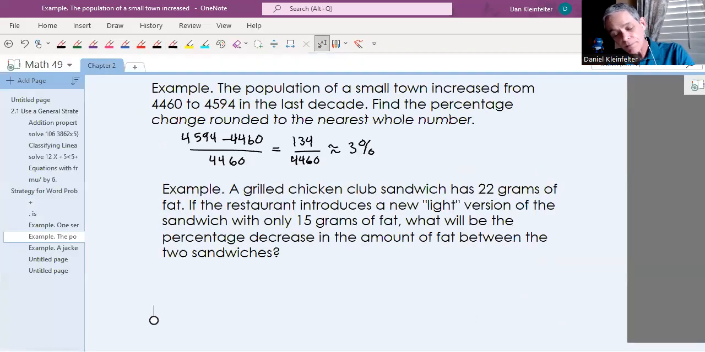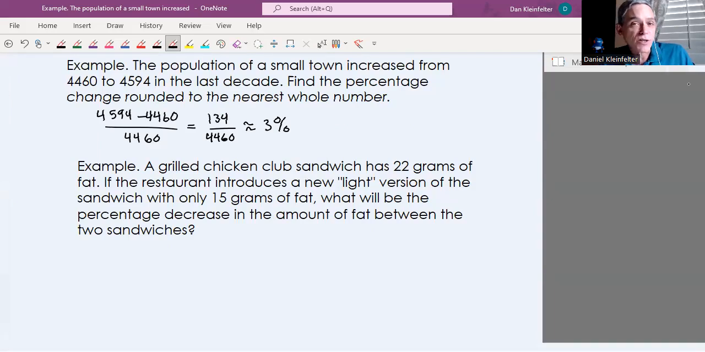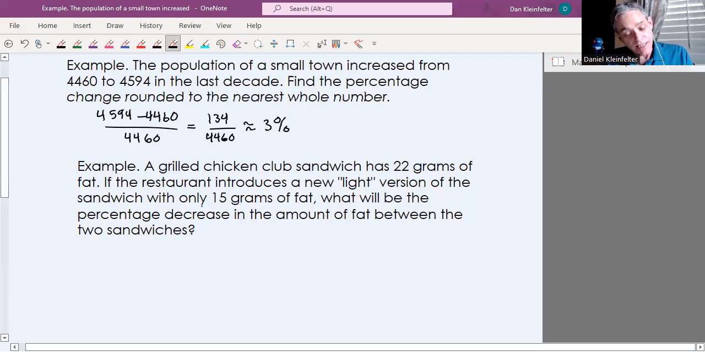Okay, here's another example. A grilled chicken club sandwich has 22 grams of fat. The restaurant that makes these sandwiches, let's say they introduce a new light version of the sandwich that has only 15 grams of fat. We would like to know the percentage decrease that you would get by switching from the regular to the light version of that sandwich.